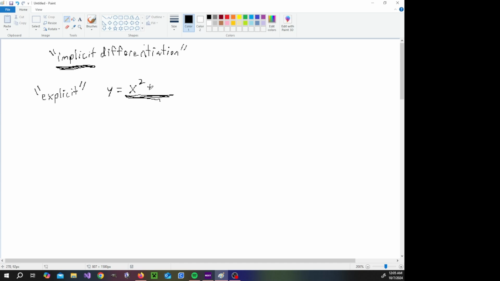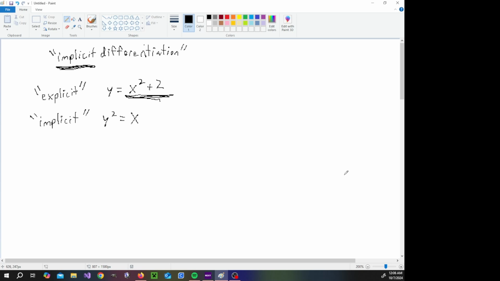So something like y equals x squared plus 2 is an explicit function, an explicit equation. The other side of that is something implicit, where it implies what the function y must be, or what our variable y must be. So this would be something like y squared is equal to x.